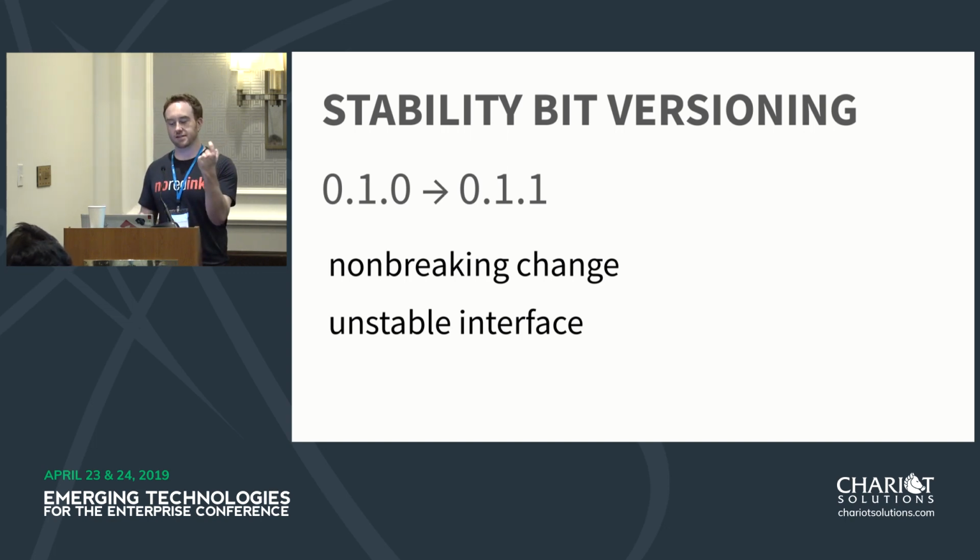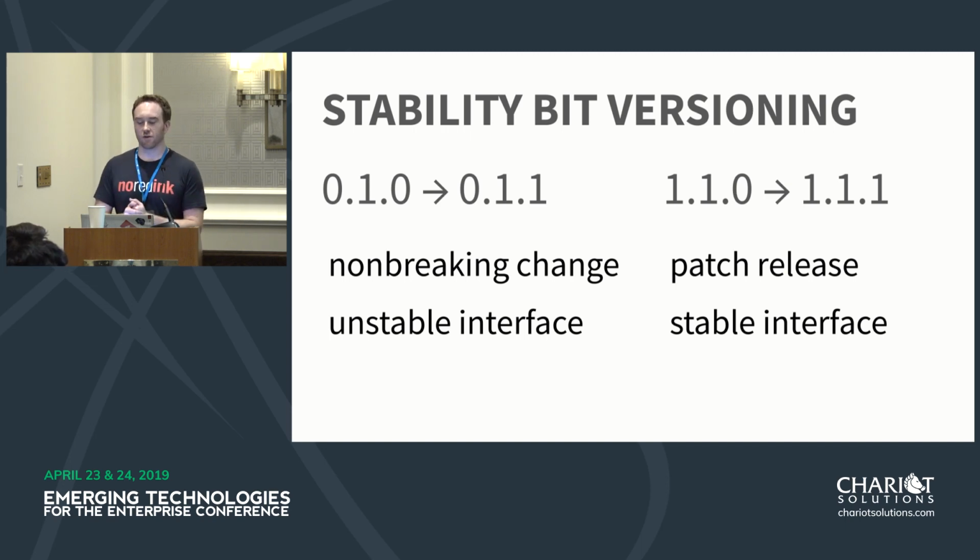The first digit being 0 means, hey, this is unstable. We're going to make breaking changes. This is not backwards compatible territory. We're not making any Knuth-like promises here. Whereas in this versioning scheme, if the first digit is a 1, that means we are in stable mode. Like we're saying, yeah, you know what? From now on, we're not going to make backwards incompatible changes.